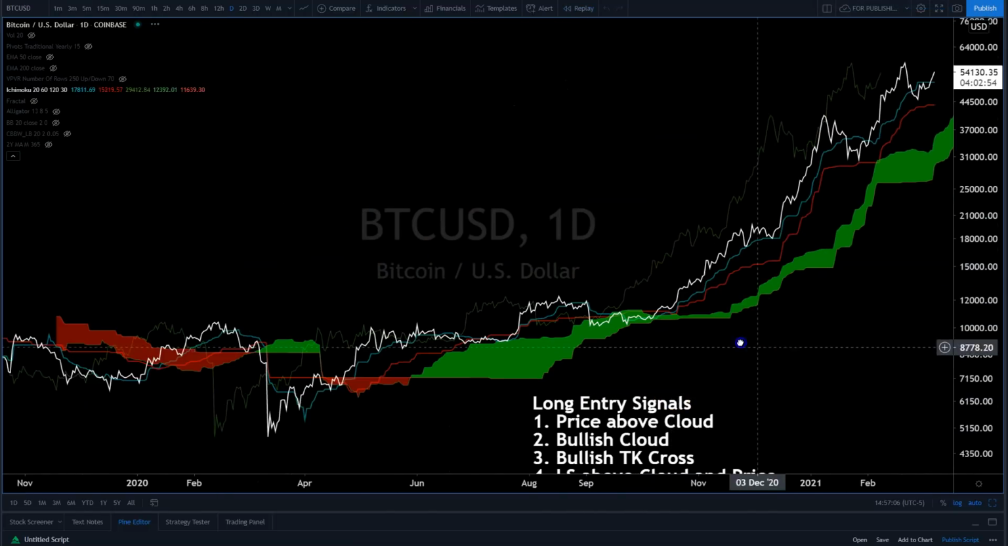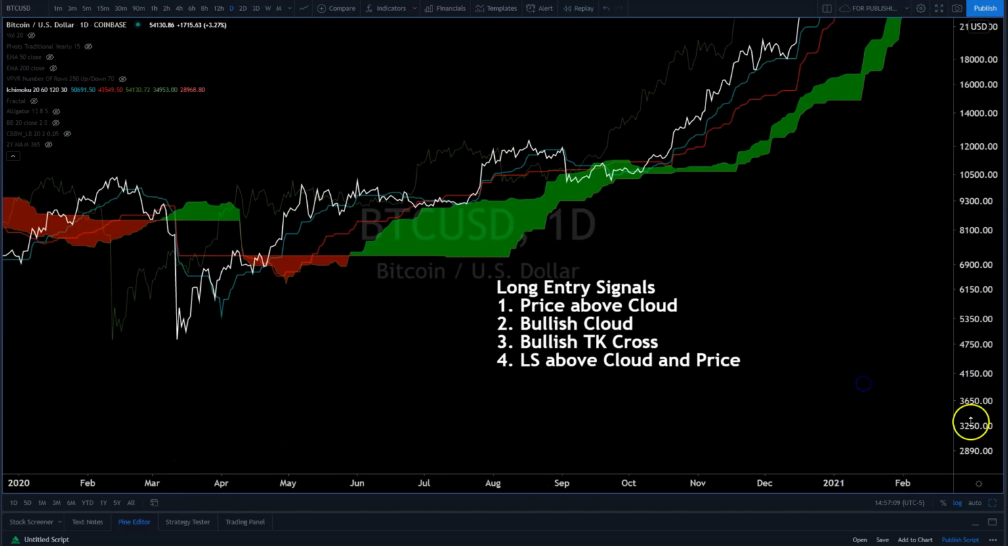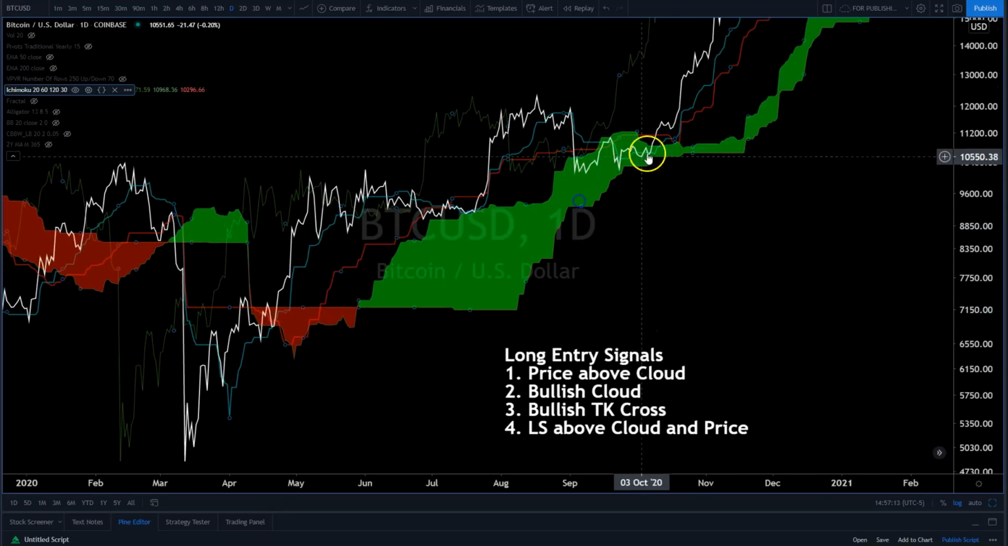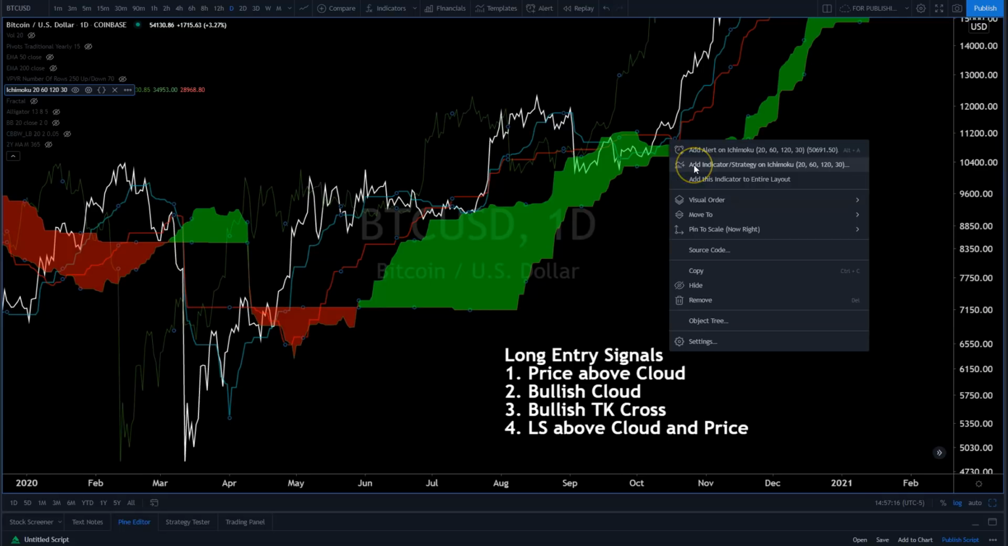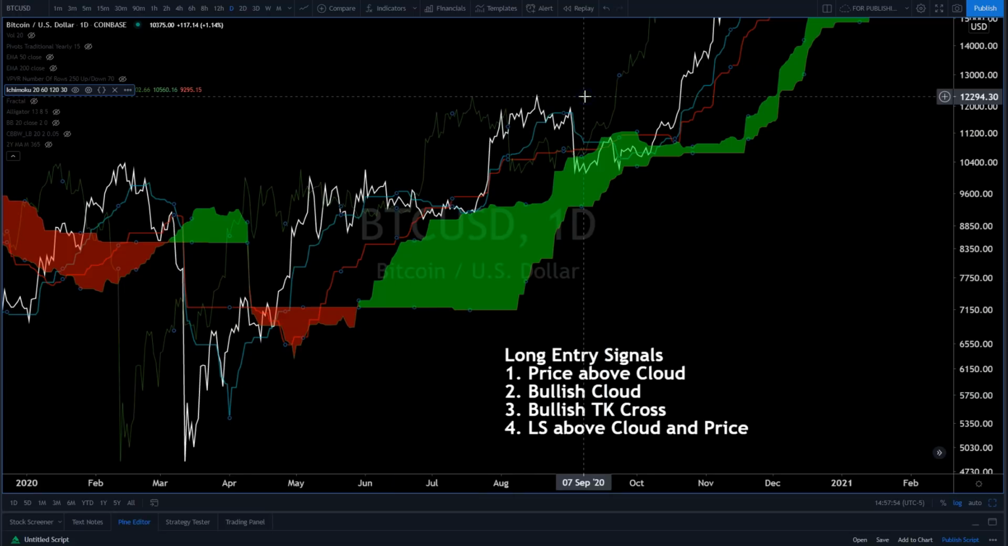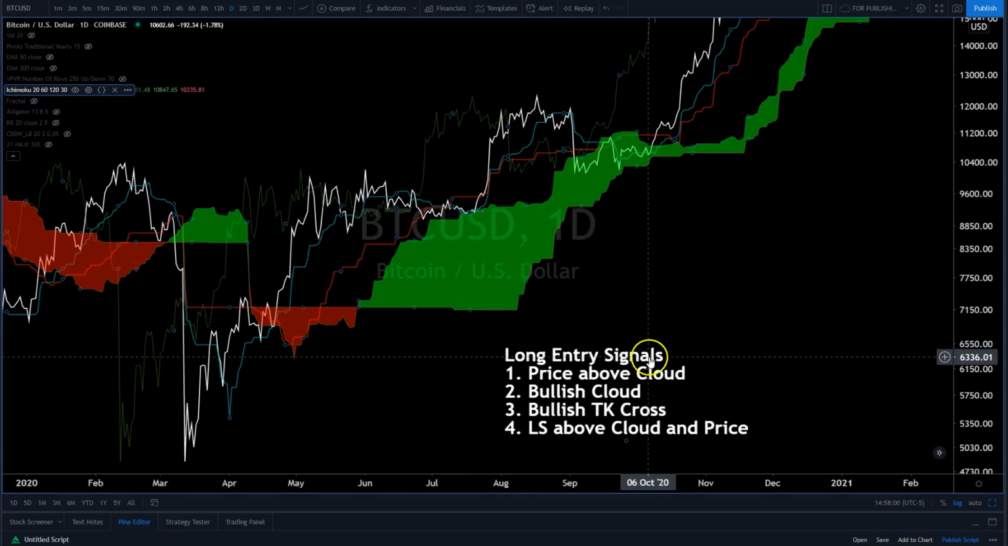pre-TK cross setup, you are on high alert. You are ready at a moment's notice. You can even add alerts to this on TradingView. If you right click and hit add alert, you can say Ichimoku, crossing Ichimoku, and go from there. Okay, so if you want to set that up and set it and forget it on multiple charts, you're doing scanning or whatever. You can also see this on certain screeners on TradingView, for instance, or other screeners elsewhere.